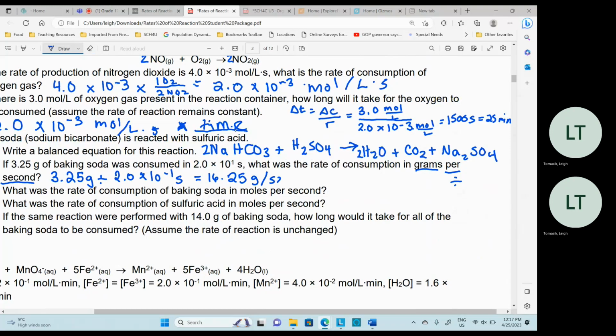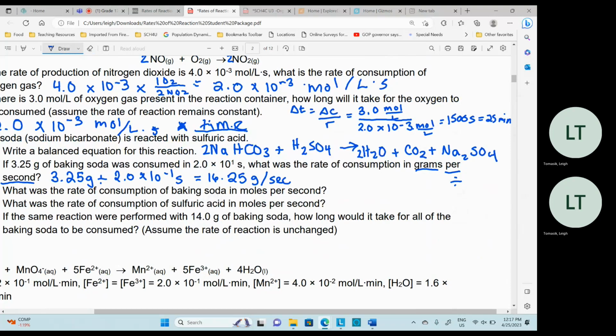Right, the rate is more because 2.0 times 10 to the negative 1 is less than a second. So we're getting rid of 3.25 grams in less than a second. So obviously the rate is more because if we had more time, it would consume more substance. What is the rate of consumption of baking soda in moles per second?